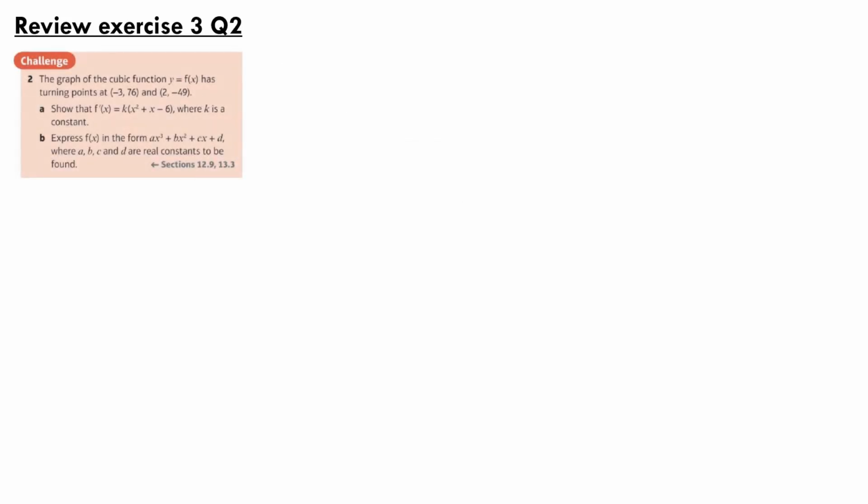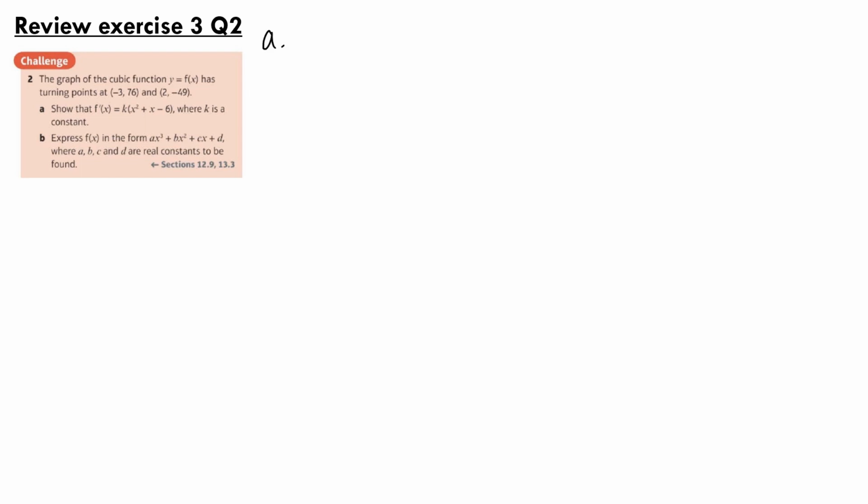And our second question, the graph of the cubic function y equals f of x has turning points at (-3, 76) and (2, -49). And for part A, we're asked to show that the derivative of f of x is equal to k lots of (x squared plus x minus 6), where k is a constant. And part B asks us to express f of x in this form, where a, b, c, and d are real constants to be found.